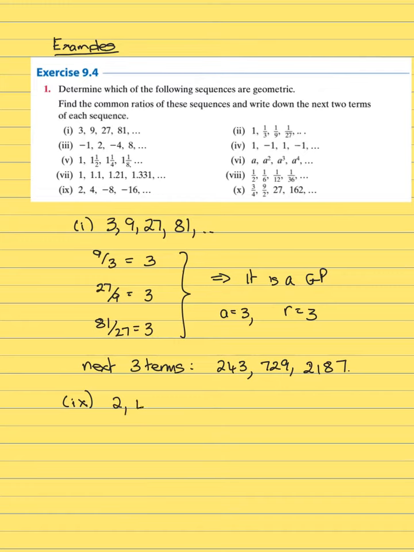So 2, 4, minus 8, minus 16. Do the same thing to see if it's a geometric progression. So 4 divided by 2 is 2. Minus 8 divided by 4 is minus 2. And now we notice that in one instance we were multiplying by 2, but the next time we were multiplying by minus 2. We don't have a common ratio because 2 is not equal to minus 2, so therefore it is not a geometric progression.